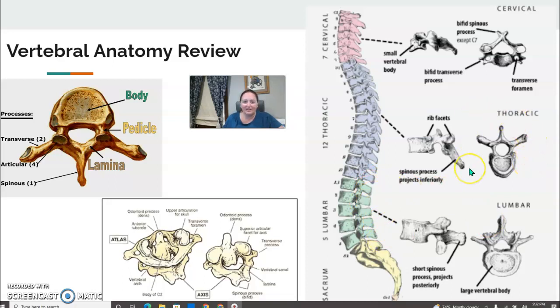I feel like the thoracic vertebra looks like a giraffe. Not sure why, but now you won't unsee it. All right, we'll be back for part 2.